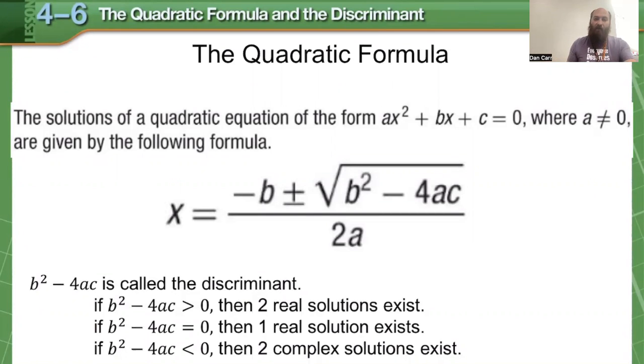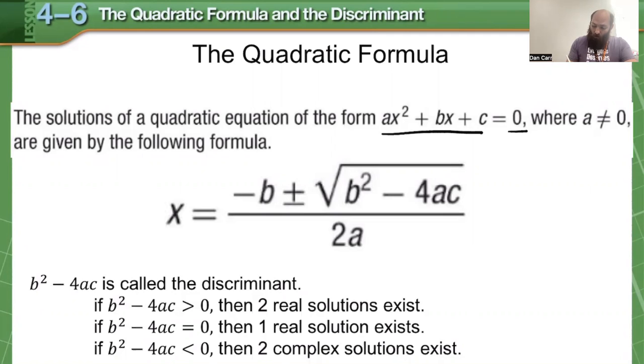Today's video, we're looking at the 4.6 lesson. This is about the quadratic formula. This is it right here. The solutions of a quadratic equation, as long as we have a standard form that's equal to 0, are given by the following formula. x equals negative b plus or minus the square root of b squared minus 4ac, all over 2a.